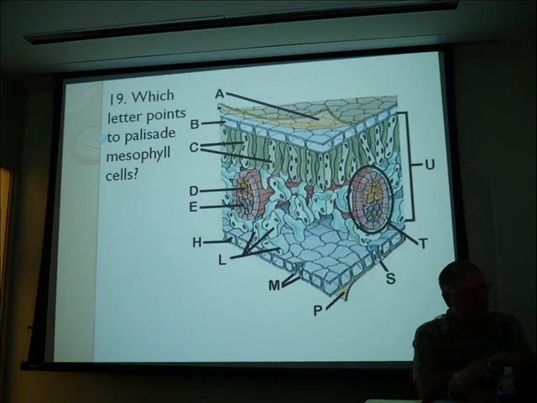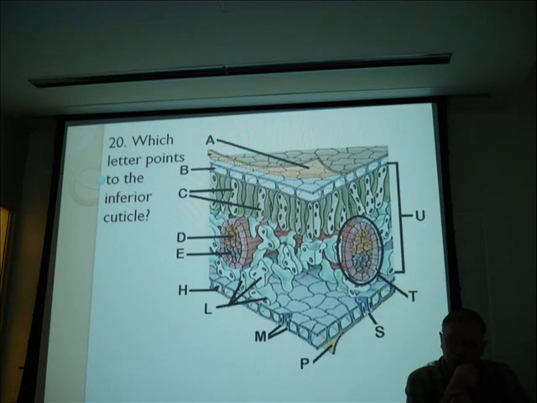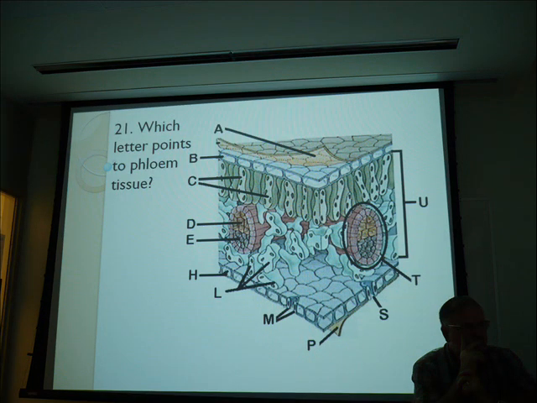Palisade mesophyll, C is Charlie, like books on a bookshelf. They're real closely packed together. That's where the sun hits, so you want all your troops up there. Okay. Inferior cuticle, P, that'd be Papa, and that'd be the bottom of the layer. Phloem, which is E. E as in Echo. I said it was right.